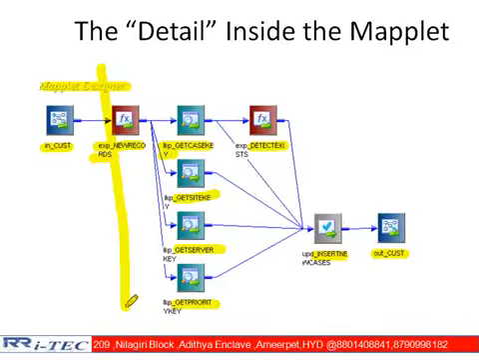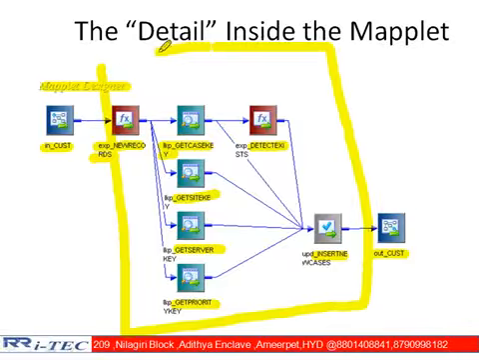That means here in this box, whatever we are seeing, these are all called transformations, right? A set of transformations is called what? A mapplet. A set of transformations is called a mapplet. Okay, that point is clear.